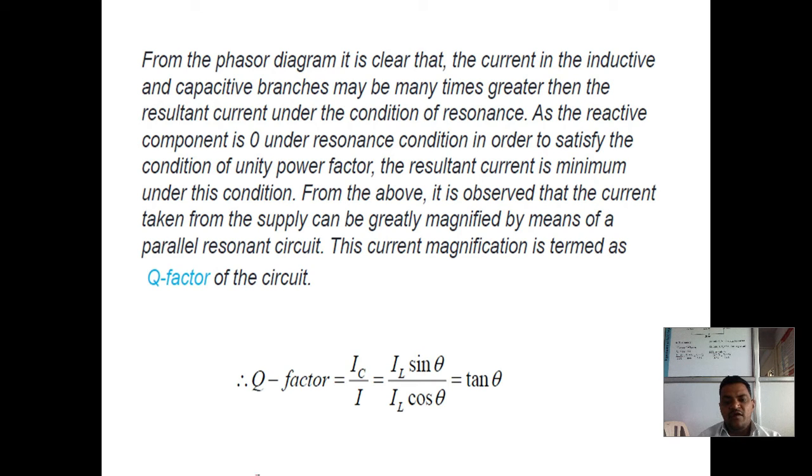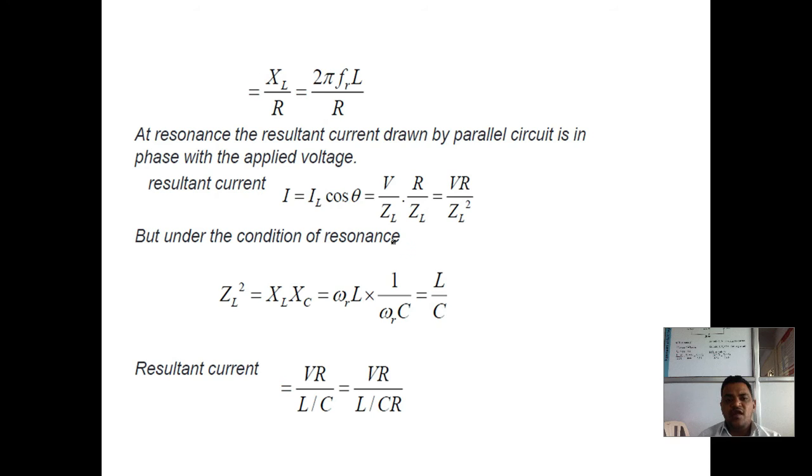So the quality factor Q is equal to IC upon I, that is IL sin theta upon IL cos theta, so this IL and this IL get cancelled, and sin theta upon cos theta is equal to tan theta. So that is XL upon R, the reactance to the resistance, and reactance is 2 pi FR into L upon R. So at resonance, the current drawn by the parallel circuit is in phase with the applied voltage.